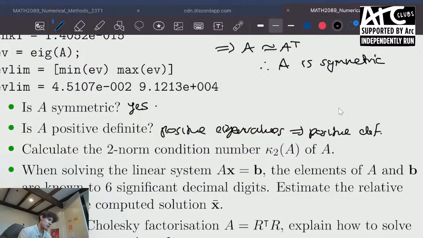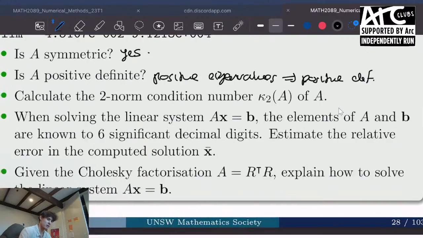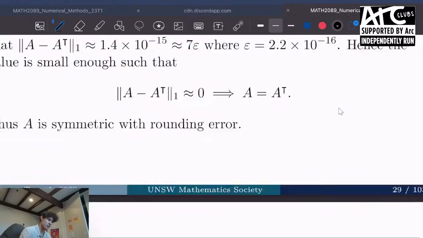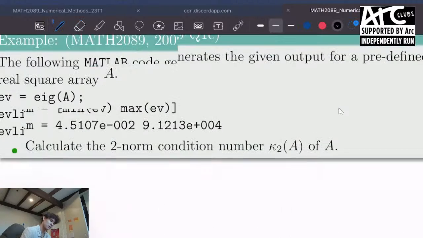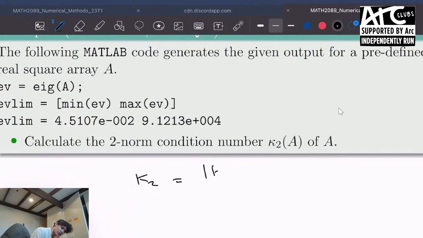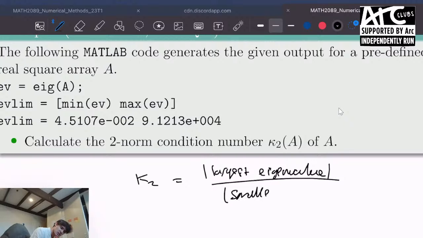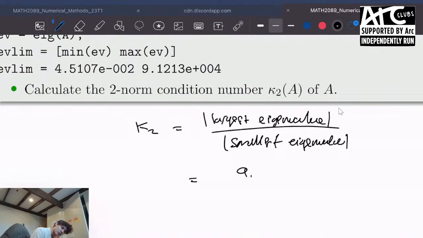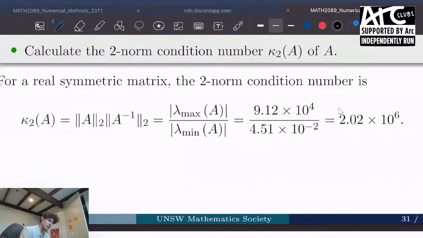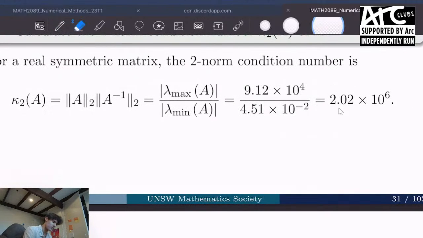So now, continuing on, calculate the 2 norm condition number of A. So how do we calculate the 2 norm condition number? Remember that the 2 norm condition number was equal to the absolute value of the largest eigenvalue divided by the absolute value of the smallest. Okay, so in this case, that is 9.121 times 10 to the 4, divided by 4.107 times 10 to the 2. So that's going to give us something on the order of 10 to the 6. So that's our condition number.